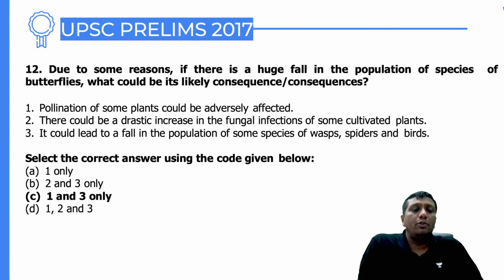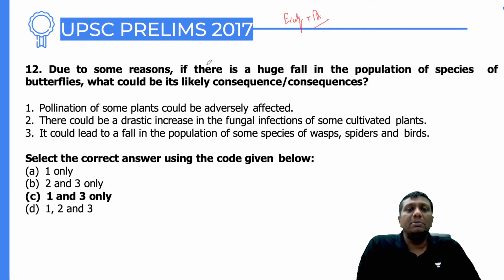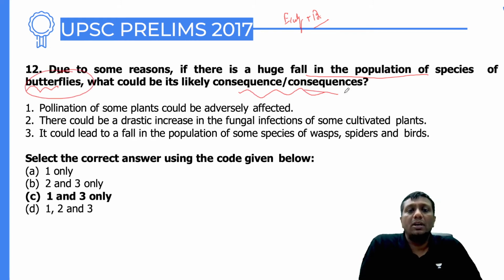Question number 12 here, UPSC has a behavioral question. This question you can connect with ecology also. Ecology, overall you can connect with biology. The question came from pollination. Due to some reason, if there is a huge fall in the population of a species of butterfly, what could be the consequences in this case? So if the number of butterflies decreases, what will be the consequences?